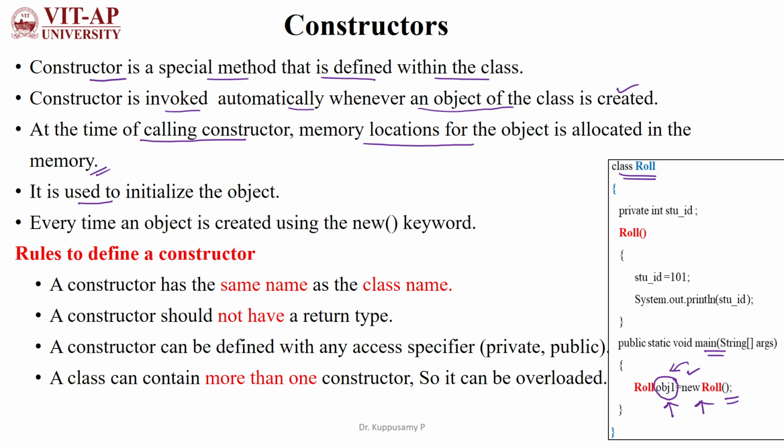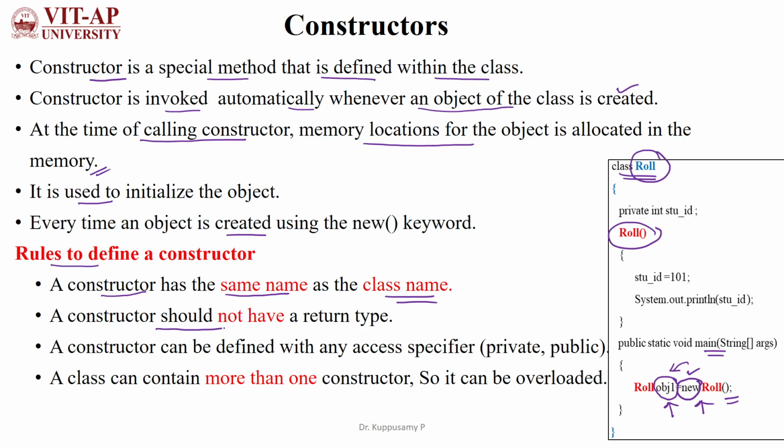And every time we create an object, we use the new keyword to allocate the memory locations and to create the object. To define a constructor, we have the following rules. Whenever a constructor is defined, it should have the same name as the class name. For example, here the class name is role and our constructor name is also role.